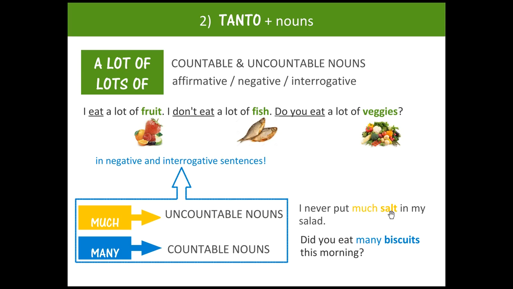I never put much salt in my salad. The sentence is negative because you have never, and you use much with salt, which is uncountable. Of course, you can say, I never put a lot of salt in my salad. That's perfectly okay. Many. Did you eat many biscuits this morning? Biscuits is plural, okay, so it's a countable noun. And of course, you can say, did you eat a lot of biscuits or lots of biscuits? That's okay.